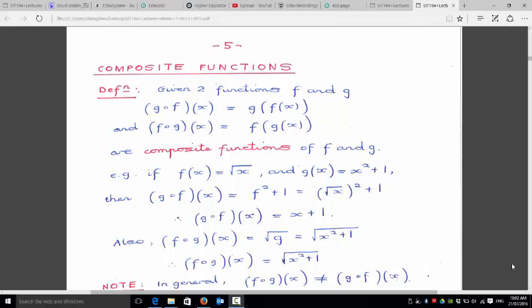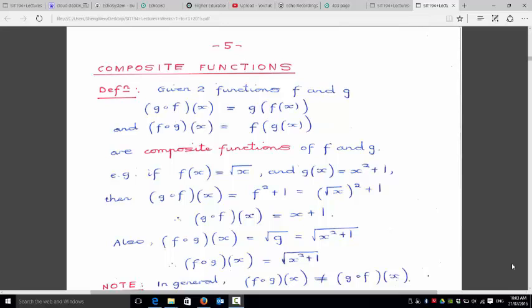Remember that for the first composite function g(f(x)), f(x) is the variable of g(x). We just substitute the x in g(x) by f(x), and in the second case we have f(g(x)). Here g(x) is the variable of f(x). We just substitute x by g(x) in f(x).